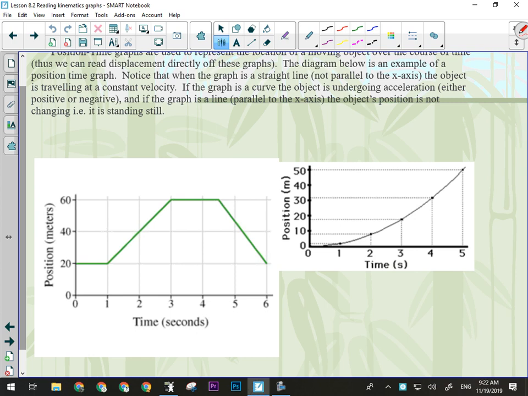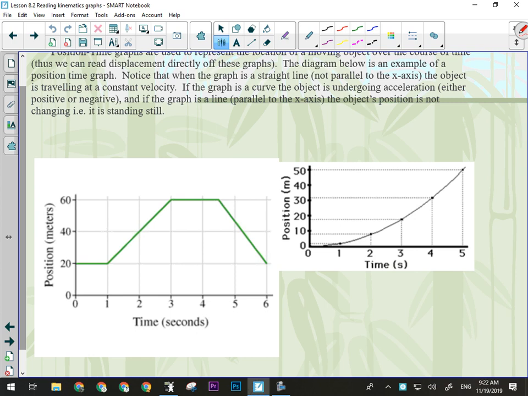What is the object doing in the first second? Nothing. How do we know that? Because at time 1 second, the object is still at a position of 20 meters. So it hasn't moved. Anytime we see a horizontal line on any kind of graph, it means that nothing is changing, at least on the y-axis. There's something changing on the x-axis: time continued to move forward. For 1 second, the object sat there and did nothing.